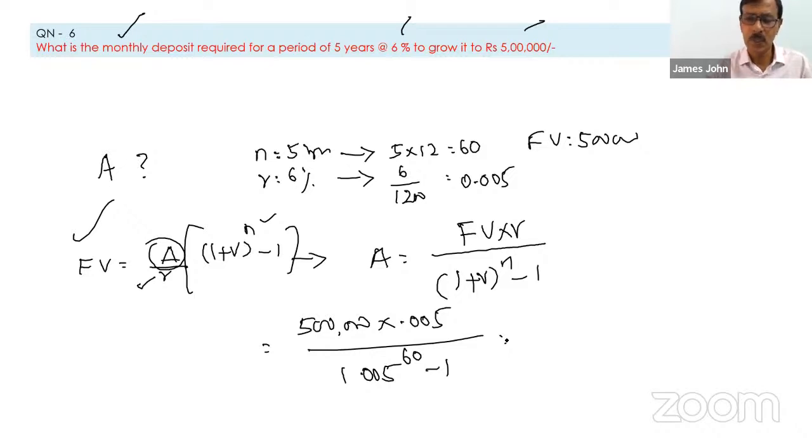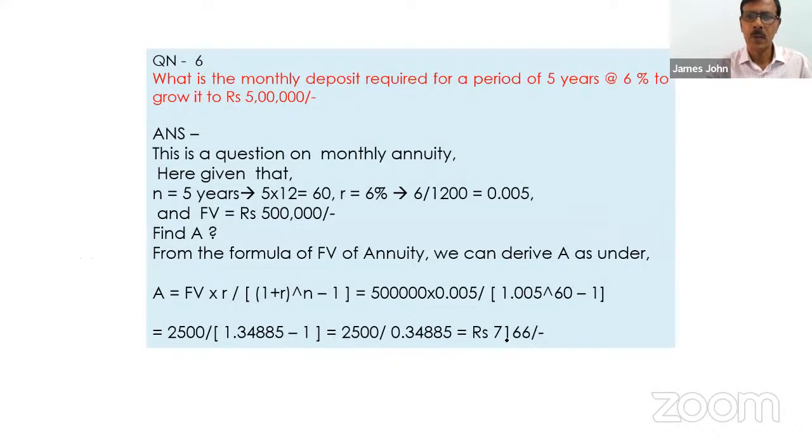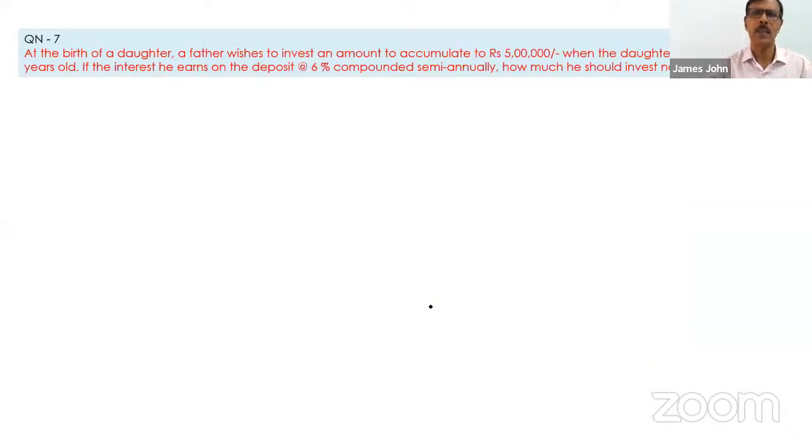What is the answer you got? 872.13. 7166. This is the answer. No, you might have gone wrong somewhere. How much did you get for 1.005 raised to 60? Is it 1.34885? Yes, I have solved it. Yes, sir. The answer is 7166.